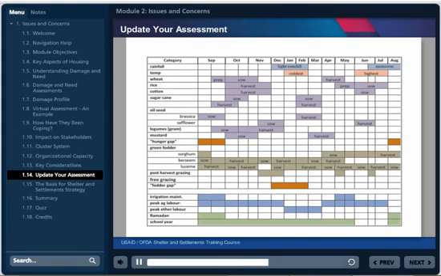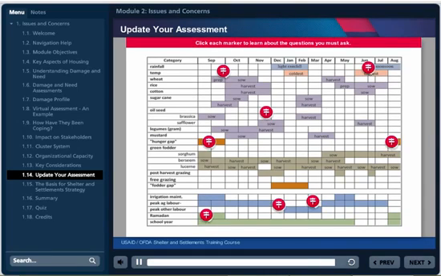Many shelter projects have been delayed and compromised by not taking into account the harvesting season, where all the community's labor force will be otherwise engaged, or the approaching rainy season that could put a stop to any kind of construction. Click each marker to learn about the questions you must ask.